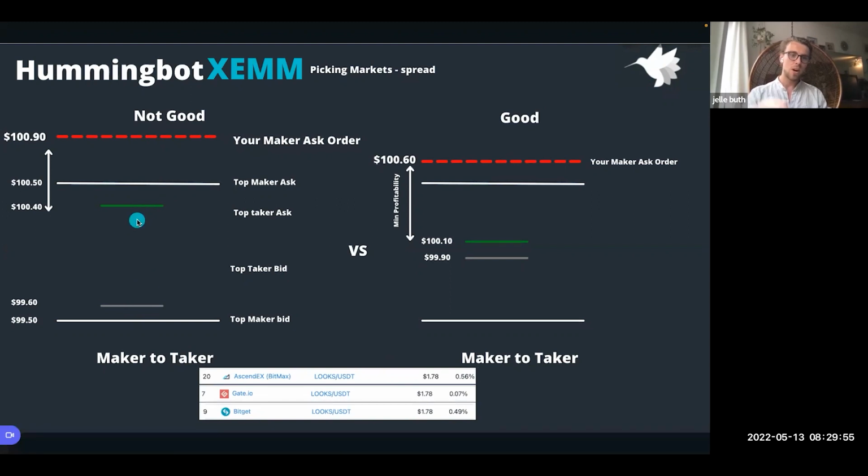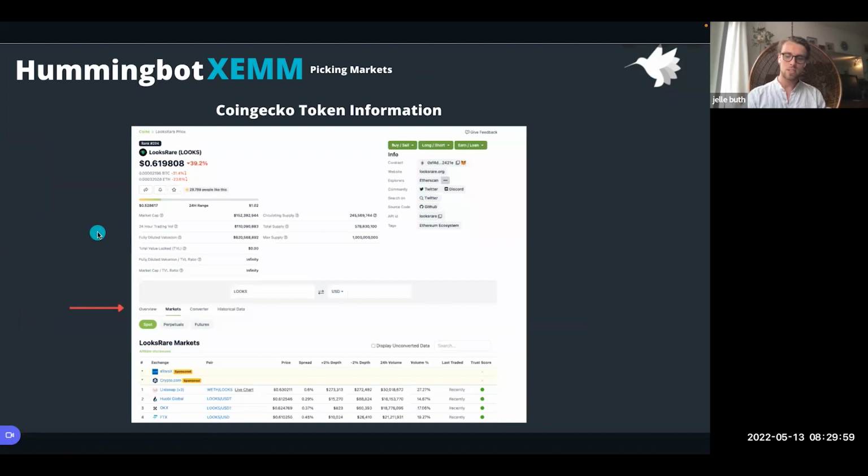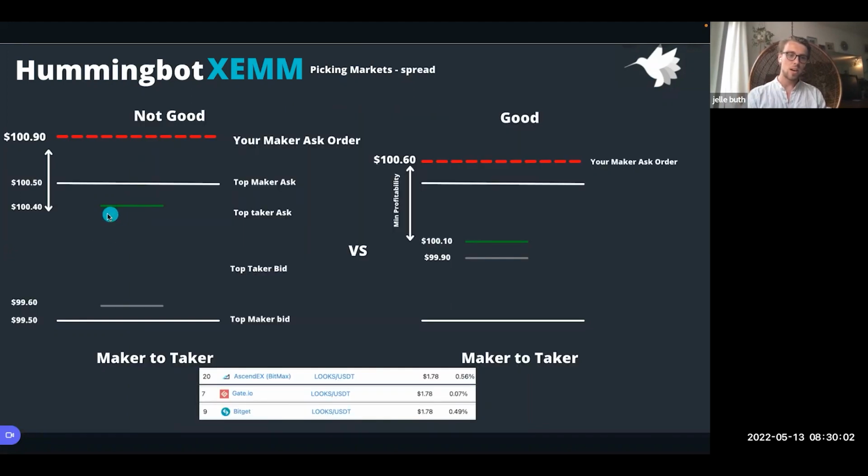What will happen is the bot will observe at what price can I, in this case, buy my asset at on the taker exchange. And this is pretty high because that's for the top taker ask price here. And then it will place my order a specific minimal profitability level away from that price, which, let's say, is 0.5%. And then it will place the order at $100.90.